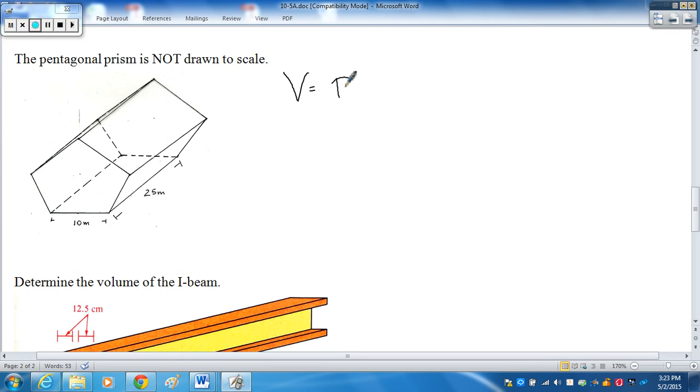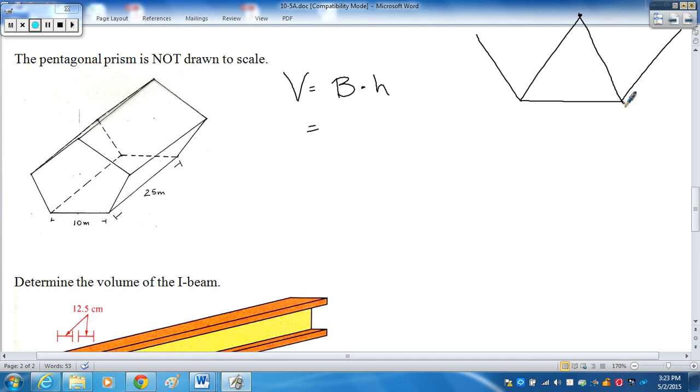volume equals base area times height. How do we find the area of the base? Well, in the pentagonal prism, the base is this pentagonal structure right here. And so I'm actually going to go ahead and draw the bottom three sides of that pentagon, just so we can see everything a little more clearly than doing it inside the figure there, okay?